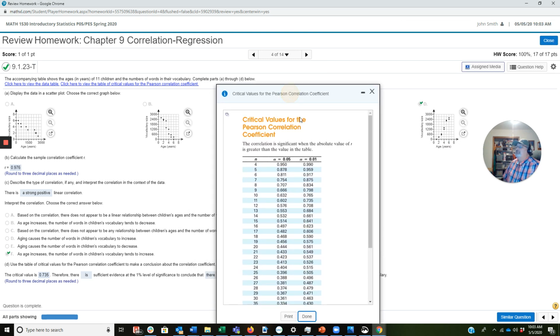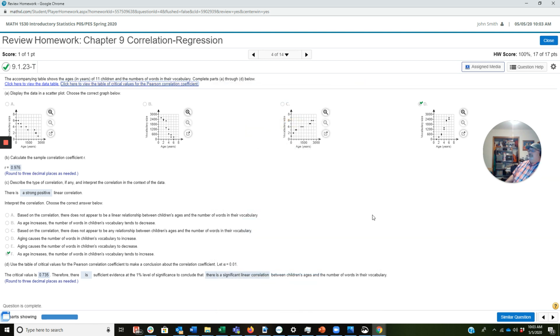The critical values in Pearson are, I'm just going to go to 11. I know I got a 0.01 significance level, and there it is, 0.735. Notice this table is much easier to use than the one for z-scores. So 0.735, that's my critical value. You see that's correct, right? So the only thing left to do, let's put this away, is to make my conclusion. There is sufficient evidence at the 1% level of significance to conclude that there is a significant linear correlation between the children's ages and the number of words in their vocabulary, round to 3 decimal places.